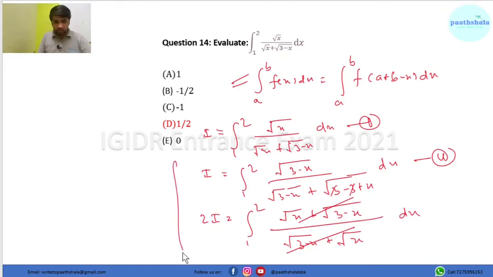So let's solve it further. 2I equals the integral from 1 to 2 of 1 dx. This is nothing but x, with the limit varying from 1 to 2. So 2I equals 2 minus 1, so I equals 1 by 2. So D is the right answer.